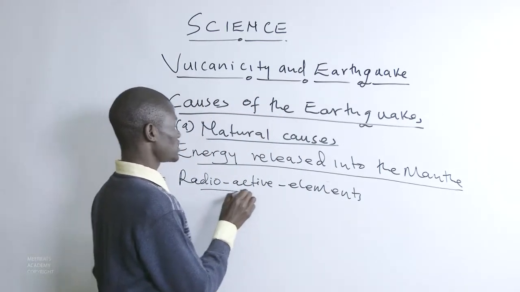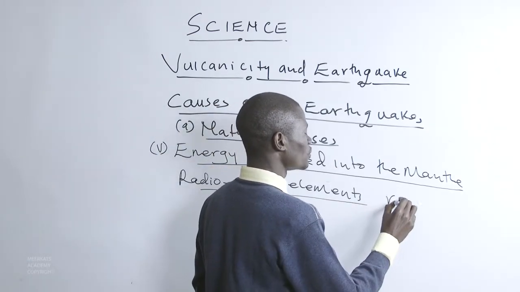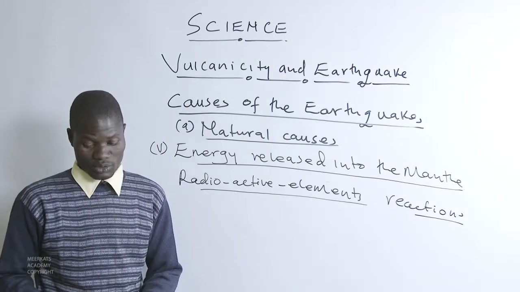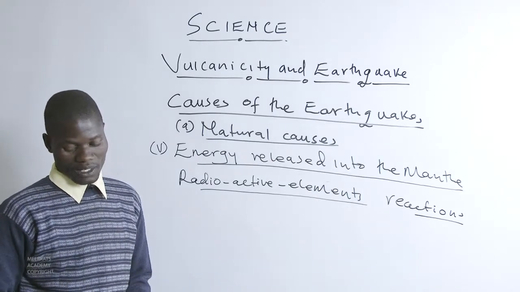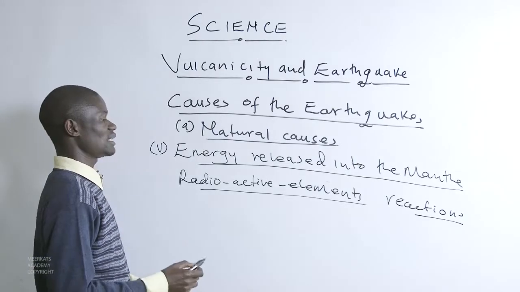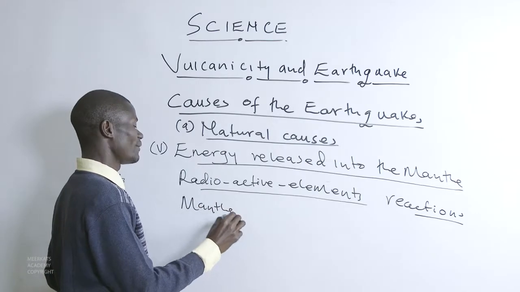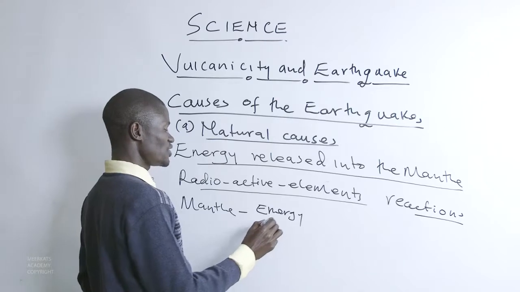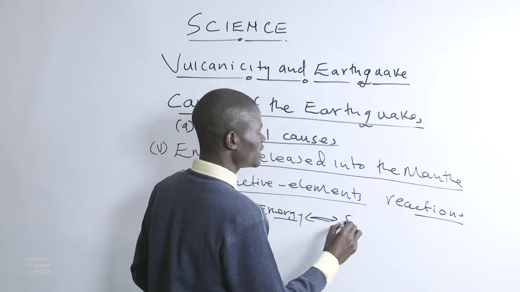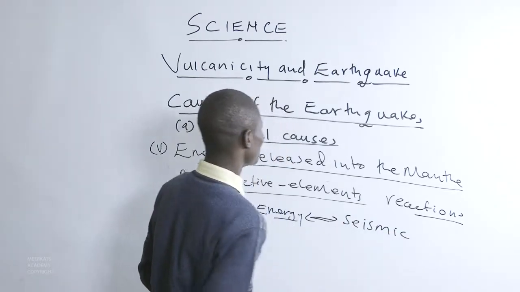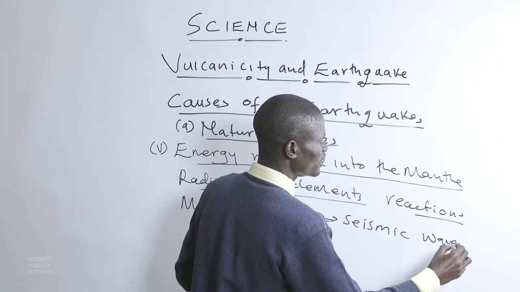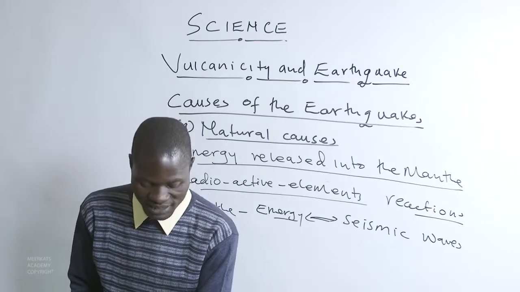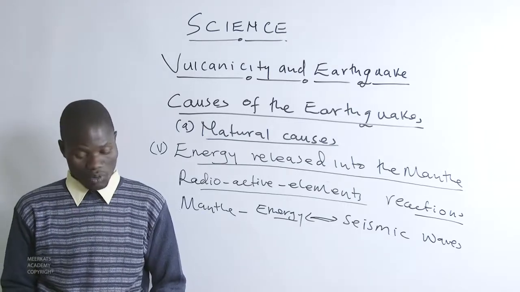These radioactive elements are always in constant reaction with other elements, because there are so many elements found within the earth crusts. When this reaction takes place in particular areas of the mantle, it leads into the formation of energy. This energy that is released into the mantle is the one that is going to cause what we call the seismic wave. The release of energy into the mantle will result into the formation of the seismic waves. As a result of that, some earthquake will be felt. And this one may reach into the earth crust in form of earthquakes.